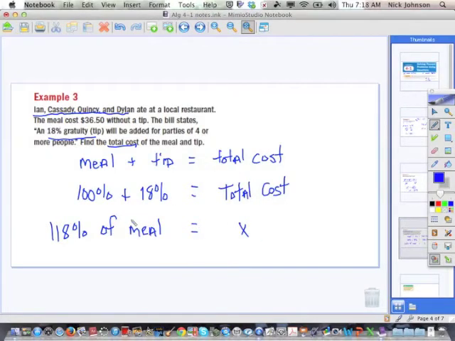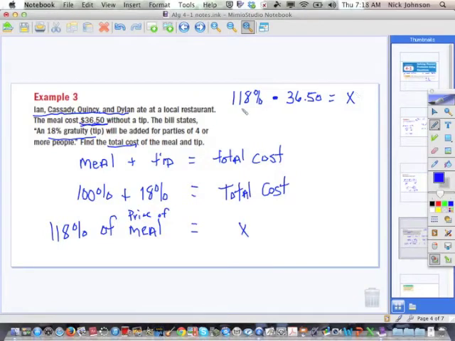Well, how much is the meal? Maybe that's what I should write here. Price of meal. I'm paying 118% of the price of the meal. So my problem actually is 118% of, which is multiply, the price of the meal. What's my price of the meal? Well, it says the price of my meal is $36.50. Equals my variable, which is X. I don't know it yet.